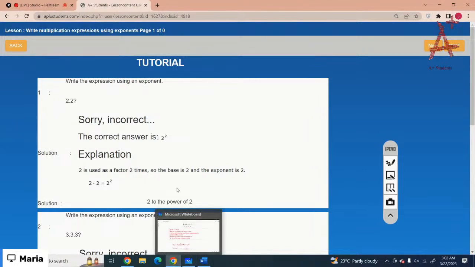Look at the first example. You have 2 times 2. That means 2 is used as a factor 2 times. It would be 2 exponent 2, because 2 is multiplying 2 times. That means 2 is the base and 2 is the exponent.